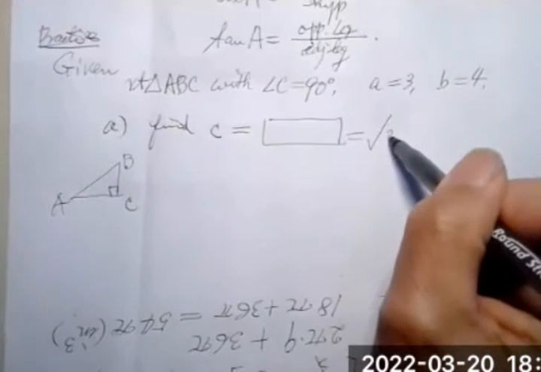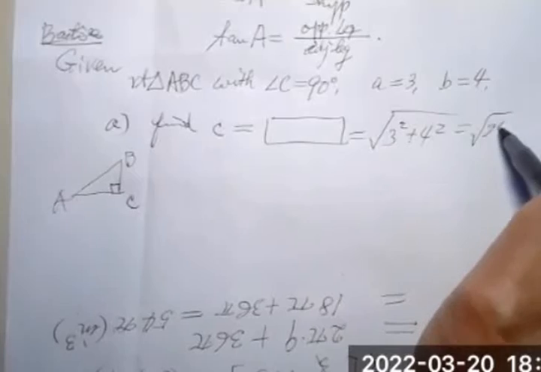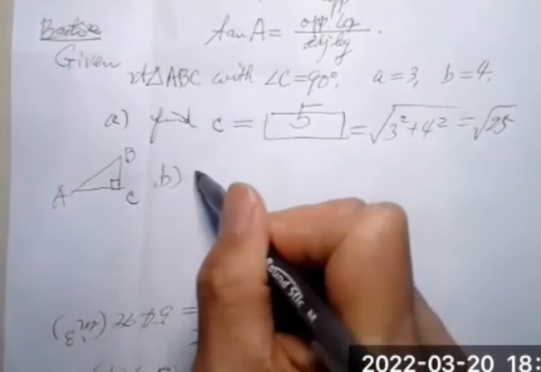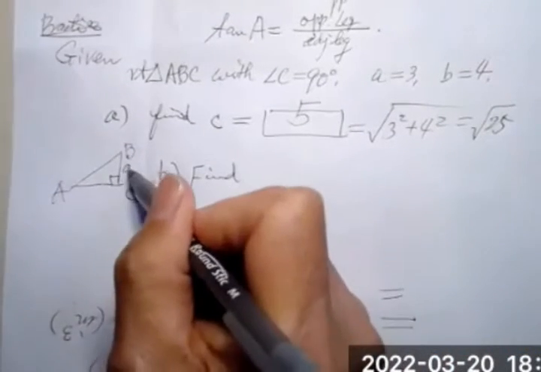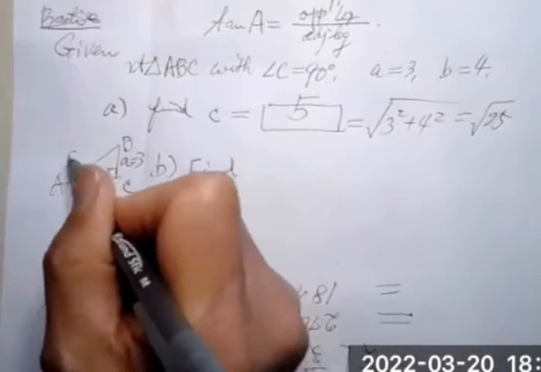This is the square root of 3 squared plus 4 squared, which equals the square root of 9 plus 16, that is 25. So this is 5. Now mark it. a is 3, b is 4, c equals 5.